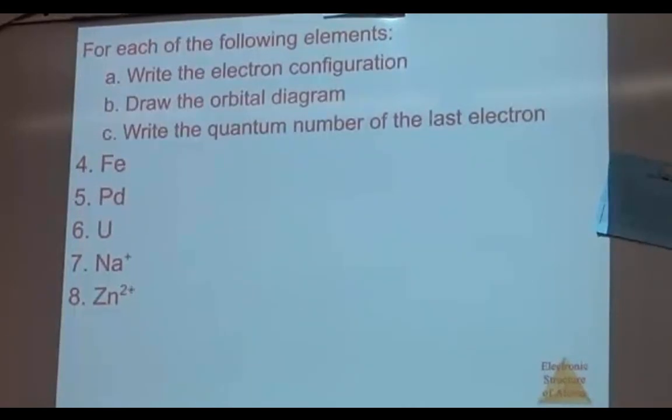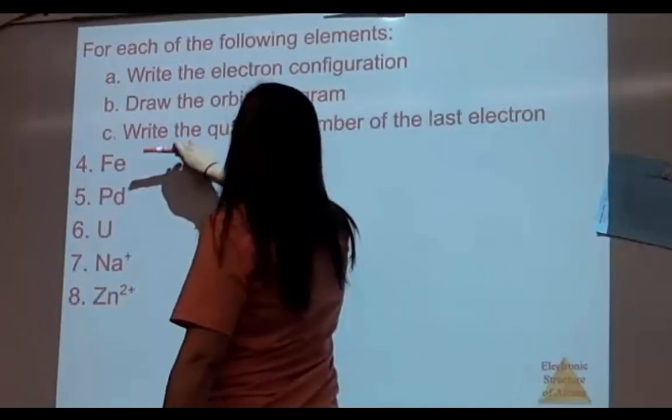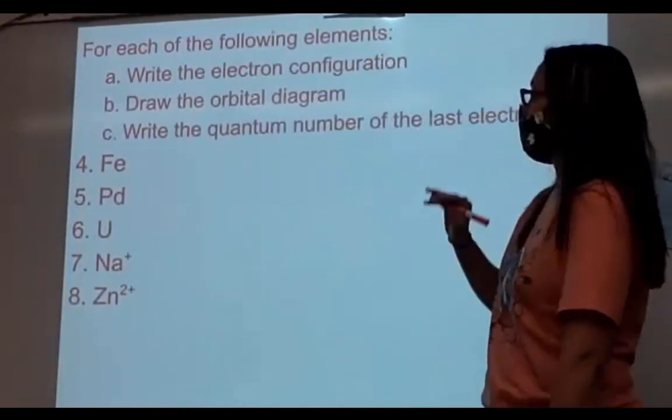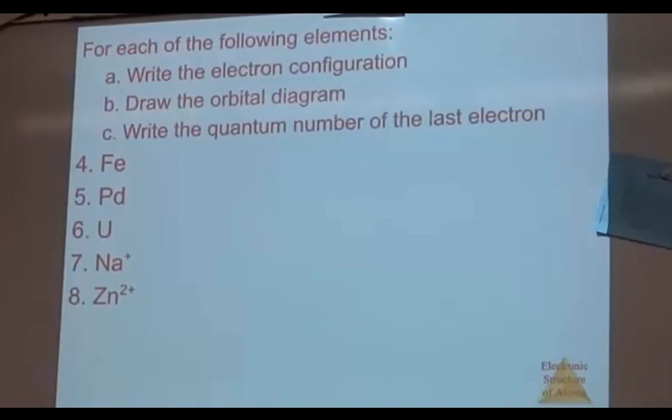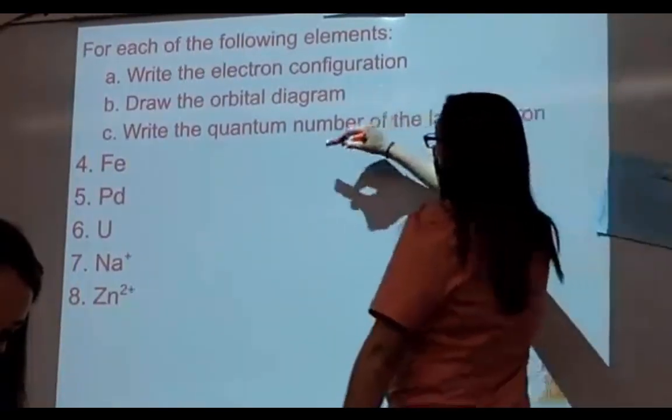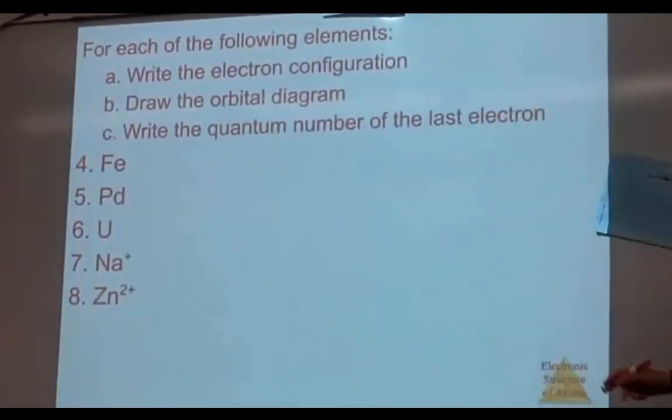For each of these, we'll just go through one at a time. So we'll start with iron, Fe. For iron, we're going to write the electron configuration. Now notice how it just says write the electron configuration. You can pick longhand or shorthand. Most people tend to pick shorthand. That's the noble gas notation. Then draw the orbital diagram, and then write the quantum numbers of the last electron that was added. So see if you can go through and at least do A and B for iron, for Fe.